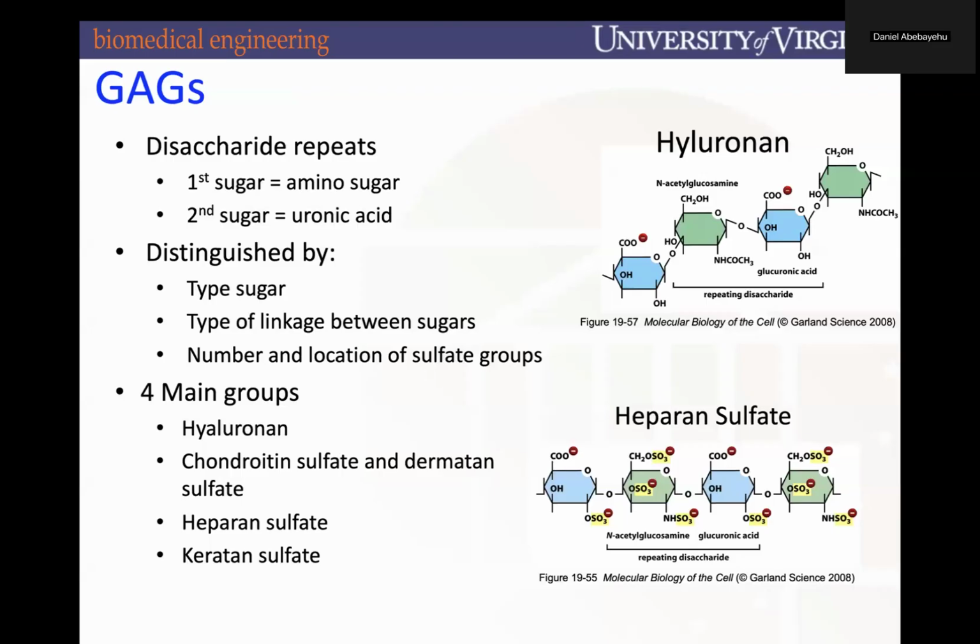The key thing to take away from this slide is that we have qualities or features that define GAGs. They have repeating disaccharide units. They're all going to be an amino sugar and a uronic acid. And what distinguishes them, what is specific to their species of GAG, is what sugars there are, how these sugars are combined to each other, and how these sugars are modified, especially by sulfate groups.